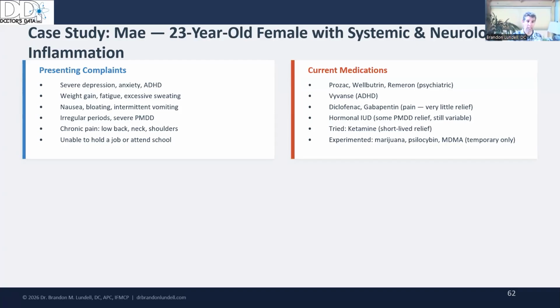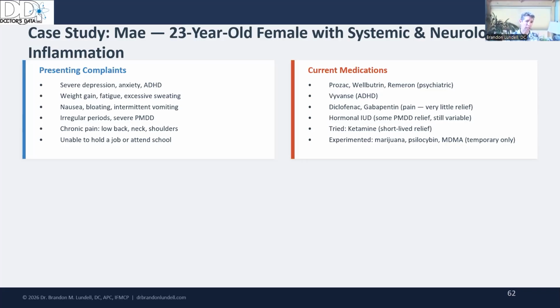This easily could have been the end of her life, not literally, but figuratively. She was on polypharmacy: Prozac, Wellbutrin, Remeron for sleep, Vyvanse for ADHD, diclofenac and gabapentin for pain, which provided very little relief in the first place, and they just kept upping her dose, which is bad medicine at the very least, if not downright malpractice.